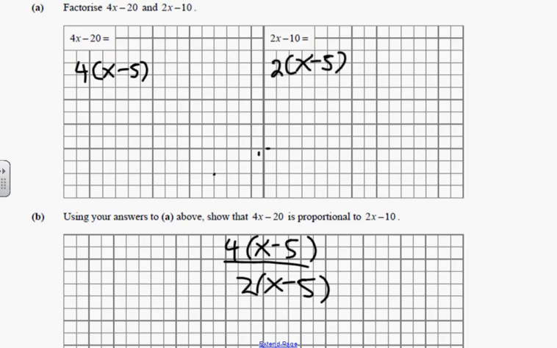What cancels? The x minus 5 divided into each other becomes the number 1. What's 4 divided by 2? 2 over 1 then. 2. So the answer is 2. Okay. Any questions about that? Just didn't know what proportional meant probably. No, I solved x instead of factoring. Yeah.